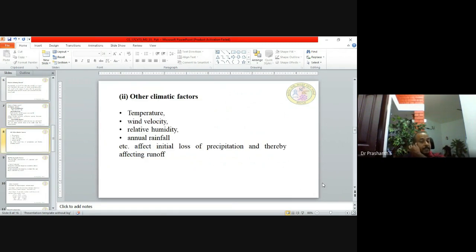Other climatic factors which will have an impact on the rain runoff are temperature, wind velocity, relative humidity, annual expanse. These affect the initial loss of precipitation, and thereby they will have an impact on the yield of the runoff.